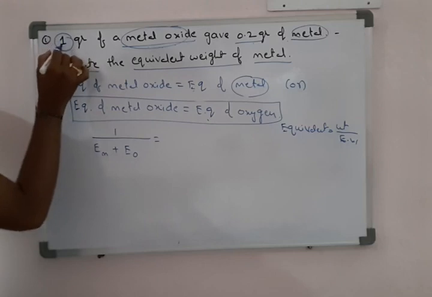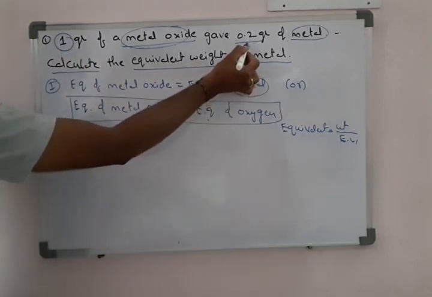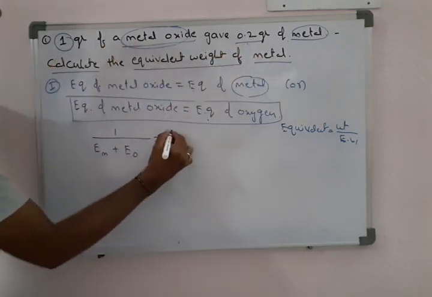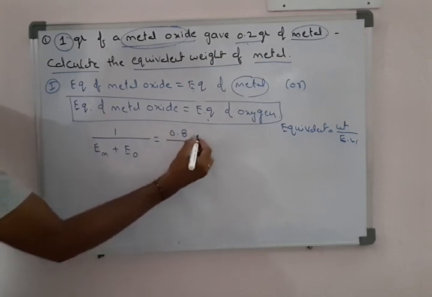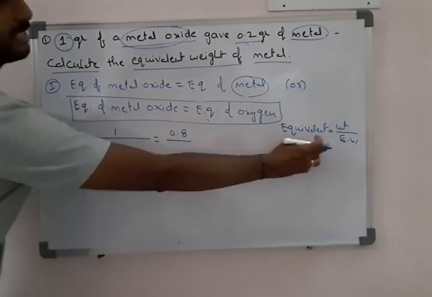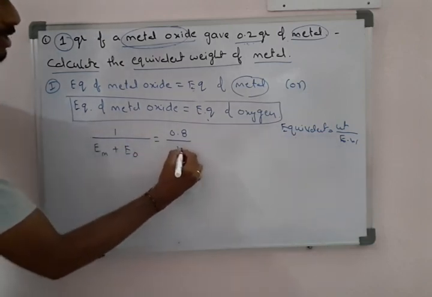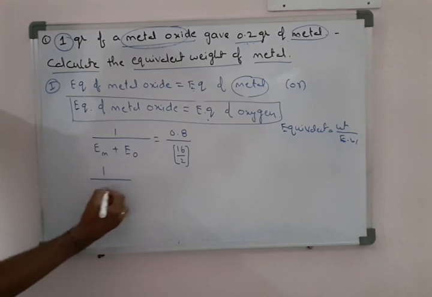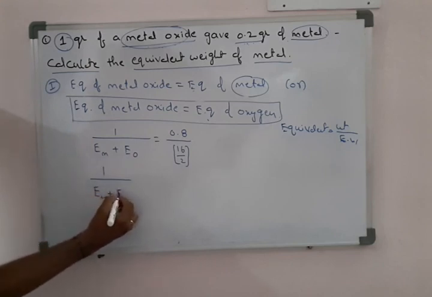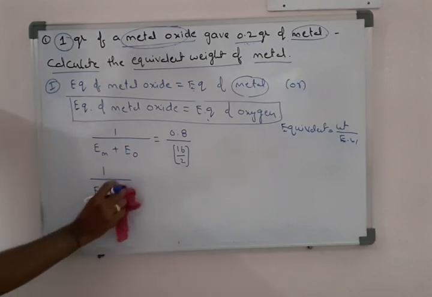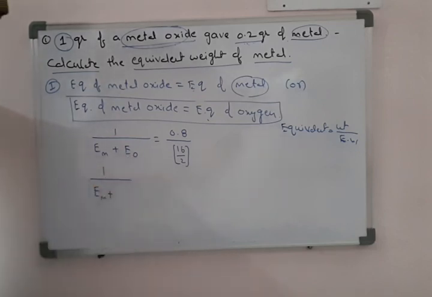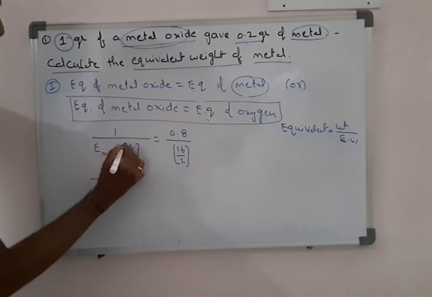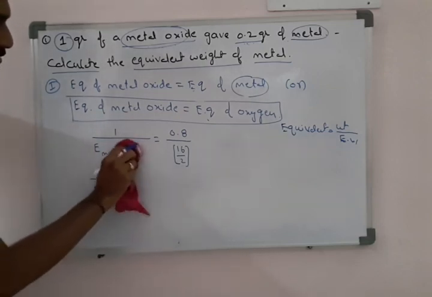The metal oxide weight is 1 gram, the metal weight is 0.2 gram. So what is the weight of oxygen now? 1 minus 0.2, here we get 0.8, and we know its equivalent weight. What is the equivalent weight of oxygen? Equivalent weight of oxygen means atomic weight by its valency, we know that. So here we know the equivalent weight of oxygen: its atomic weight by valency.